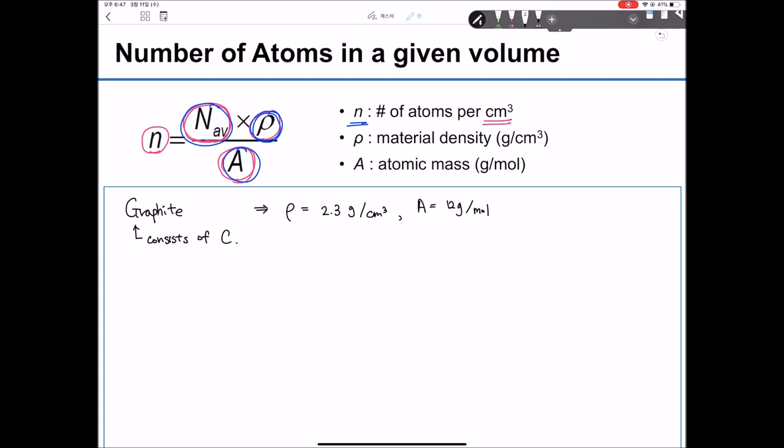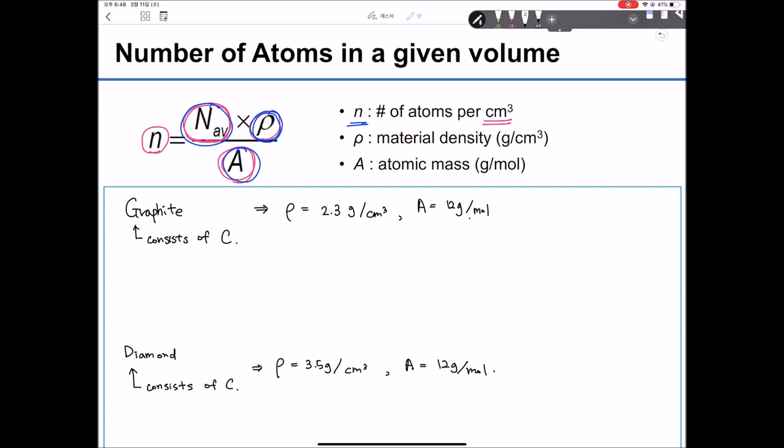And in the other case, we have diamond. This also consists of carbon. However, diamond is much denser. It has 3.5 grams per centimeter cubed, and its atomic mass is 12 grams per mole. It is the same, it's carbon. So these two values have to be the same. However, their densities are different, right? So let's take a look.